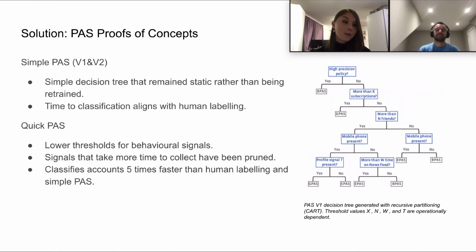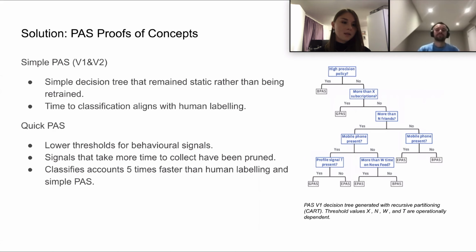The PASS models we developed were simple decision trees that remained static rather than being retrained. We wanted to understand how this tree performed initially and how it degraded over time. Behavior signals such as time on newsfeed correlate to how engaged and how manual the account is, which in turn increases the likelihood that the account is a real user. We leave a specified time post-clearing to allow these behavioral signals to accrue.